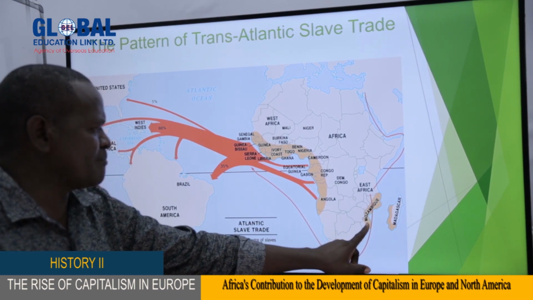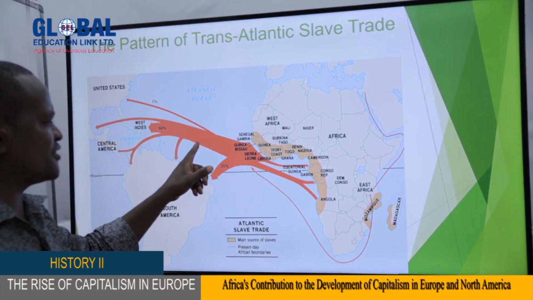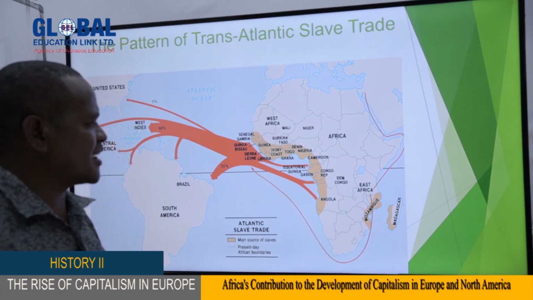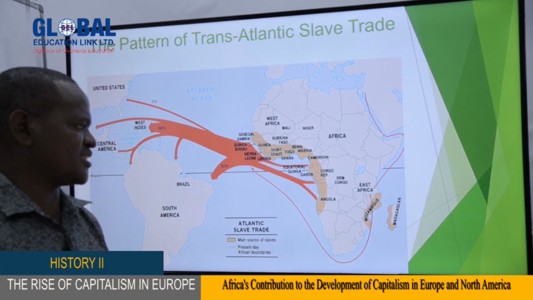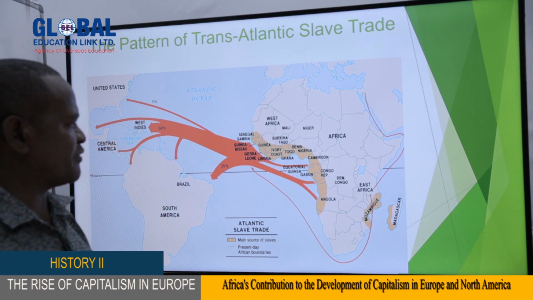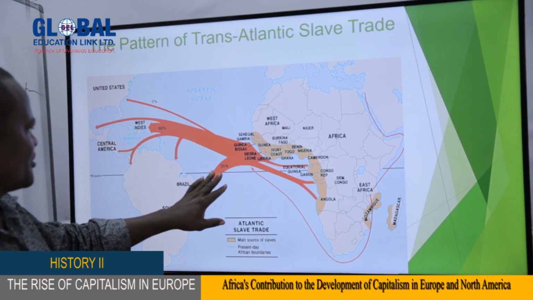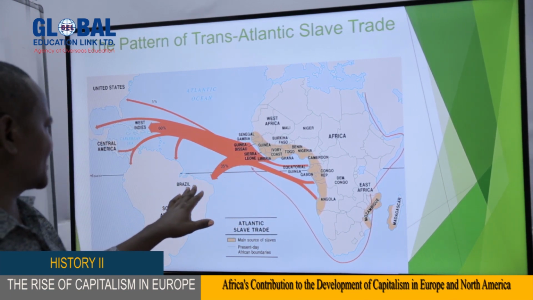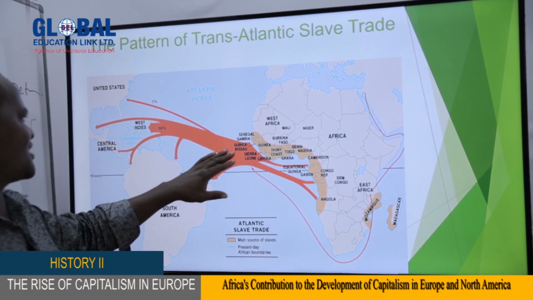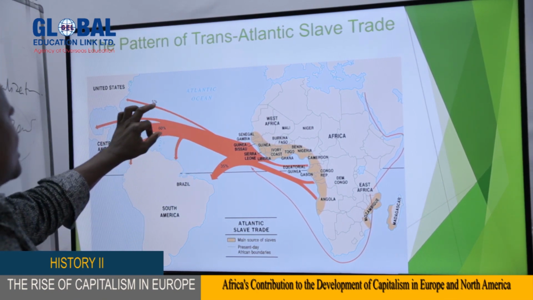But those taken from Mozambique, my dear students, were not taken directly to North America and West Indies. Only some few. The majority of them were taken to work in Madagascar and Reunion, which of course were French colonies. So of the number of people taken from Africa, as you can see, 35% were taken to South America, and most of them were taken to Brazil. And also, 60% were taken to West Indies, and 5% to United States.